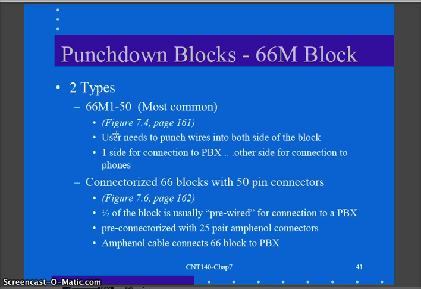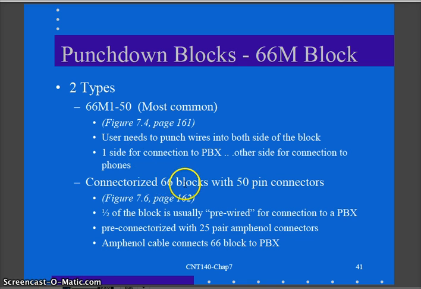There are two types of 66 blocks, the 66M, if you will, and the connectorized 66 block. Well, the traditional 66 is the kind I was showing you. You literally need to punch wires into both sides of the block. One side is typically for connection to your PBX, your phone switch, your phone server. The other side of the block is typically for connections out to the phones. And we're talking analog phones that would be sitting on people's desktops, that kind of thing.